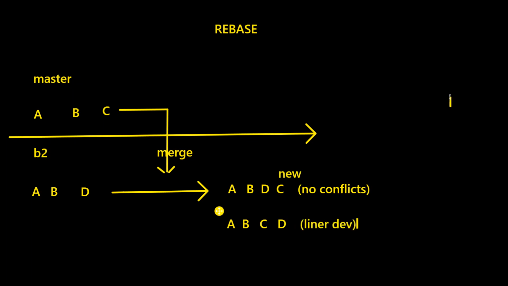What is meant by linear development and parallel development? Parallel development means development is happening in master, and development is happening on B2. Things are going on in parallel. But if that is the case, if you notice the log history here, some of the commits are from parent, this is from child, again this is from parent, which indicates parallel development.